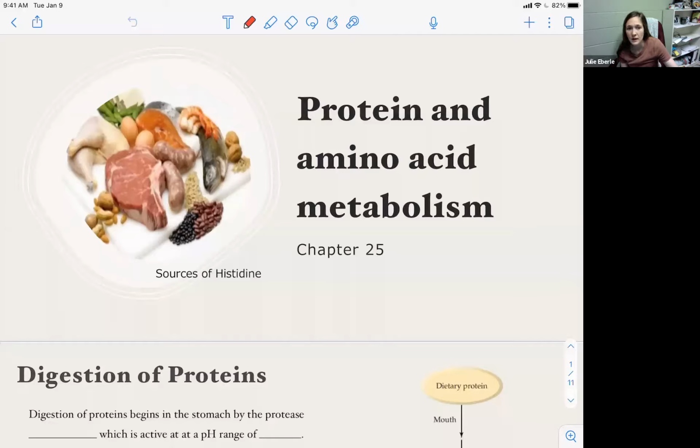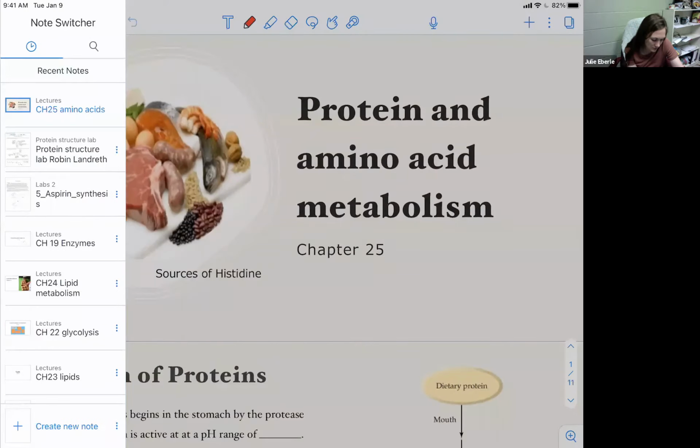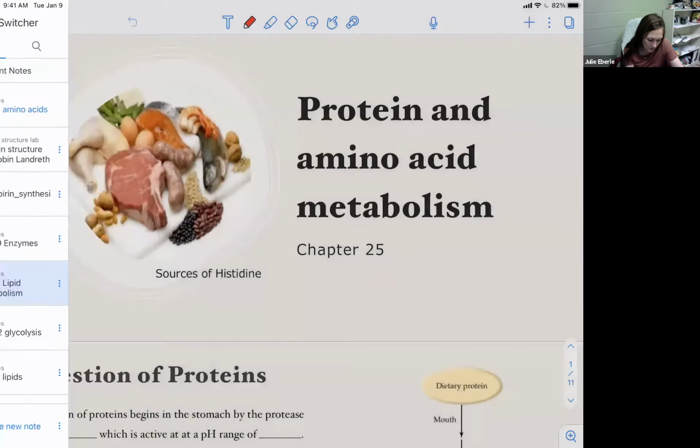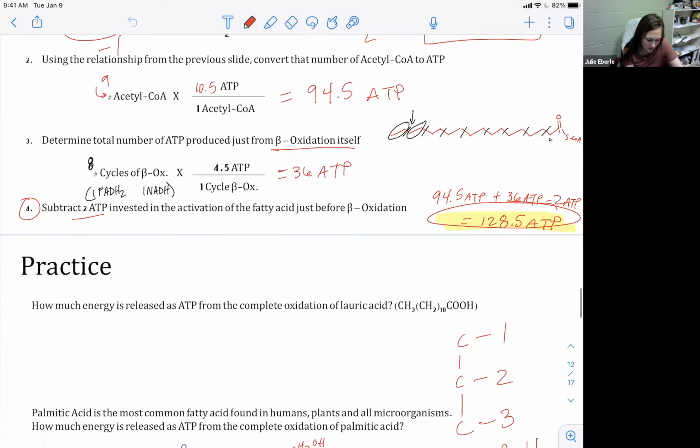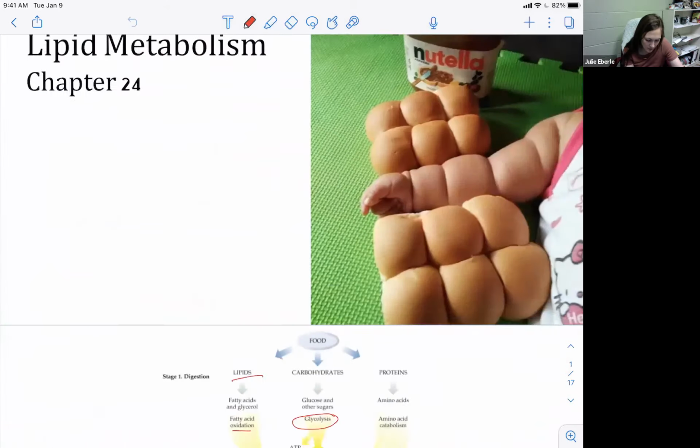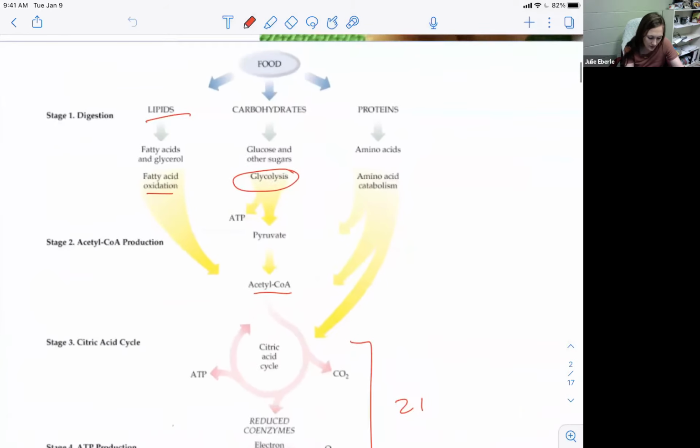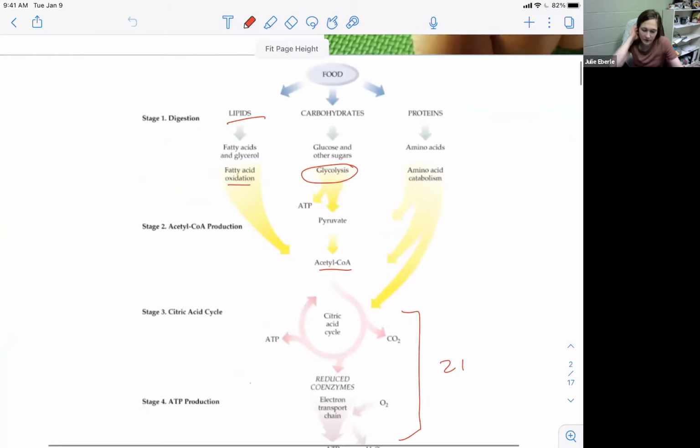So, protein and amino acid metabolism. We're on the last little bit of this whole figure. I'm going to jump over to, where did I put it? I think I threw a picture right up in here. If you guys remember this figure, we will have covered all the parts of this figure after today.